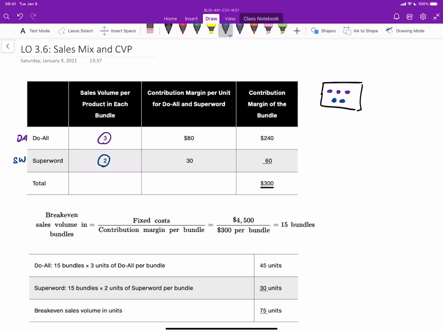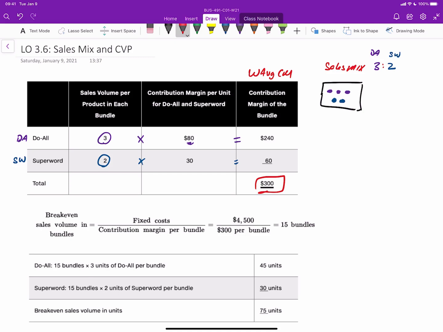Now each product has its own contribution margin. So for Do All, the contribution margin per unit is $80. So what we do to help establish a weighted average contribution margin, or contribution margin per bundle, is simply take the sales volume or the mix. So what we have here is a mix in essence of 3 to 2, where we have 3 Do All to 2 Superword. So we take 3 units of Do All in a bundle and we multiply that by the unit contribution margin for 1 unit of Do All, and that gives us $240. We then take the 2 units in a bundle of Superword, multiply by its contribution margin of $30 to give us $60, and then we add those up to get a total contribution margin per bundle.